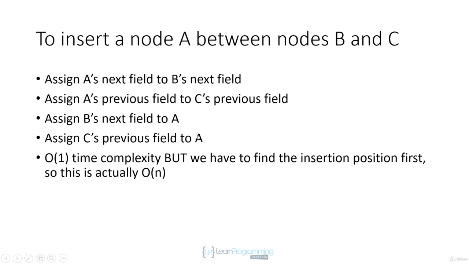Now, to do those 4 steps is constant time, but unless we're doing this at the beginning or the end of the list, we have to find nodes B and C first, and we're going to have to traverse the list to do that. And so the worst case for this is actually linear time, O of n.